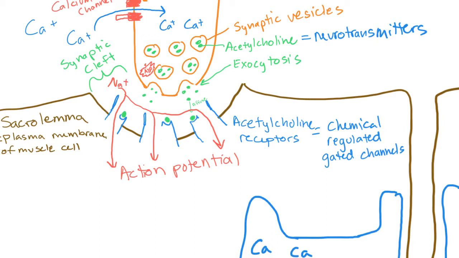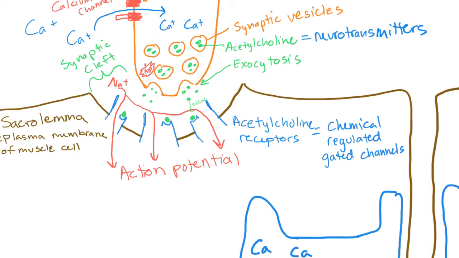So we have exocytosis, an active transport. We've got two instances of facilitated diffusion. We have one example of regular diffusion. We have a voltage regulated channel, and we have a chemical regulated channel. And we're just getting started.